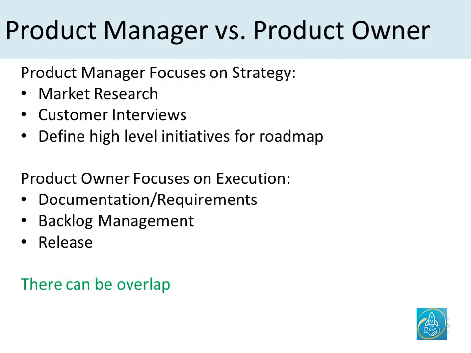Product owner, on the other hand, focuses on the execution. So once the high level product roadmap and the initiatives have been defined by the product manager, it is upon the product owner to own that product vision. So the product owner will own the backlog management, and that would be a list of all the items that would fulfill the product roadmap.